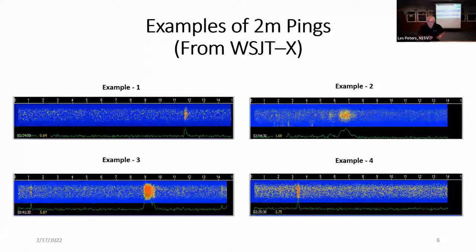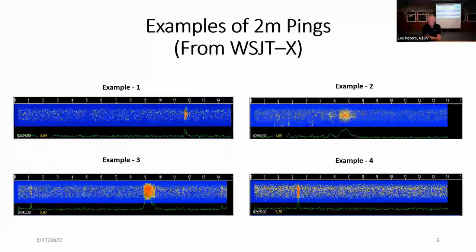So here are some examples of pings. If you were to turn on your VHF receiver and you were listening for meteors, you'd actually hear pings. And so that's sort of why they call them pings. These are basically waterfalls from WSJT-X on 2 meters. And you can see each one. Basically, you can get an idea of the meteor starting to burn up and then decaying. And so like in example one, you have some good intensity.